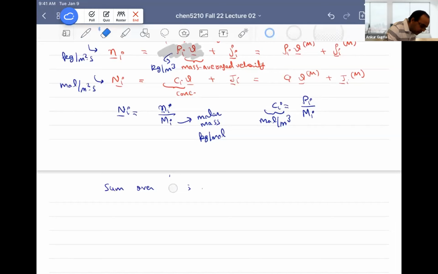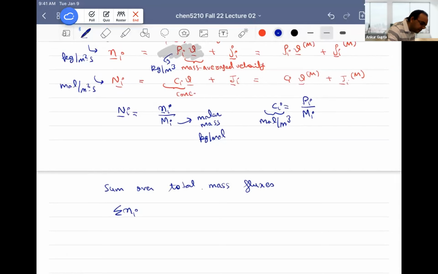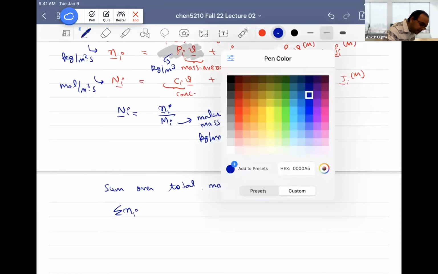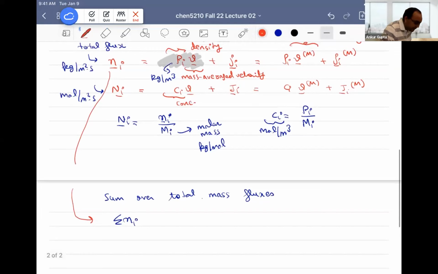the sum over total mass fluxes. So then I get the summation of ni, and I hope all of you are familiar with this, but if not, don't worry, let's take a look at this once more. I'm taking a summation of this equation, the ni equals rho i v plus Ji. If I take a summation, I just add a summation sign everywhere, but velocity is common. Velocity does not change. So I'll just sum over rho i and sum over Ji.